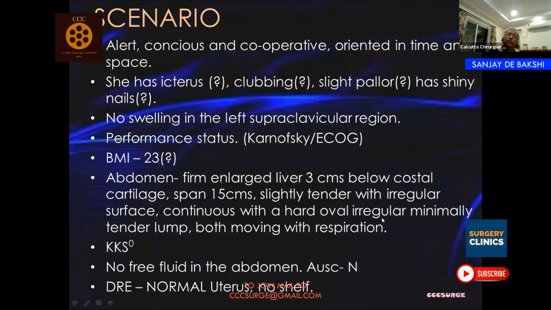Abdomen is firm, enlarged, liver 3 centimeters below costal cartilage, span is 15 centimeters, slightly tender with an irregular surface and continuous with a hard, oval, irregular, minimally tender lump, both moving with respiration. Remember all this. She has icterus, and it is going to be important when you get to the CT scan. Couldn't feel the kidneys, spleen is not palpable, no free fluid in the abdomen, auscultation normal. Digital rectal examination, you could feel a normal uterus, there's no shelf.